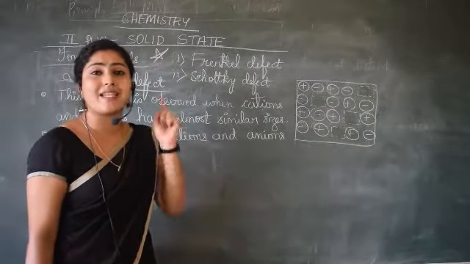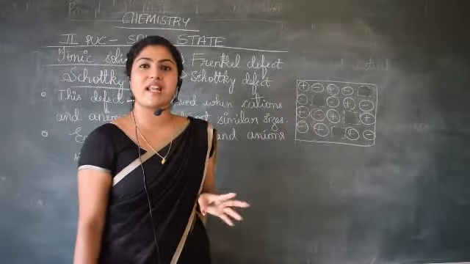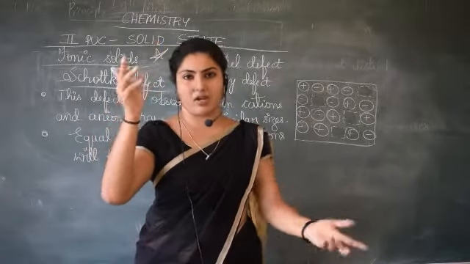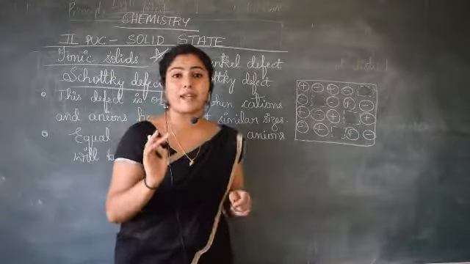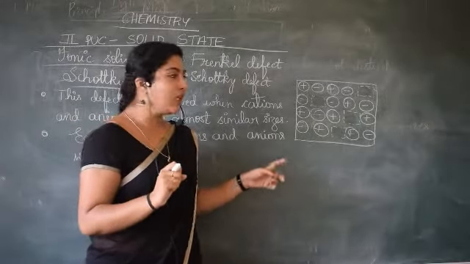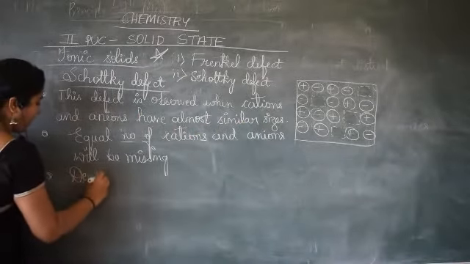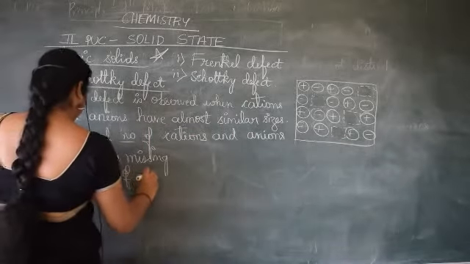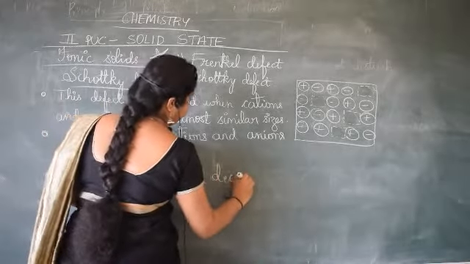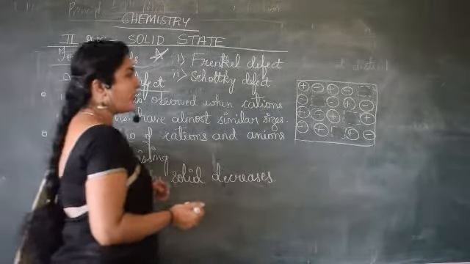Now what happens to density is the question. Here equal number of cations and anions are missing, whereas in the previous one, the atom got dislocated from a particular site to another site. So density remains the same in case of Frenkel defect in ionic solids. Now in case of Schottky defect, the density of the solid decreases. This is one more point to be noted.